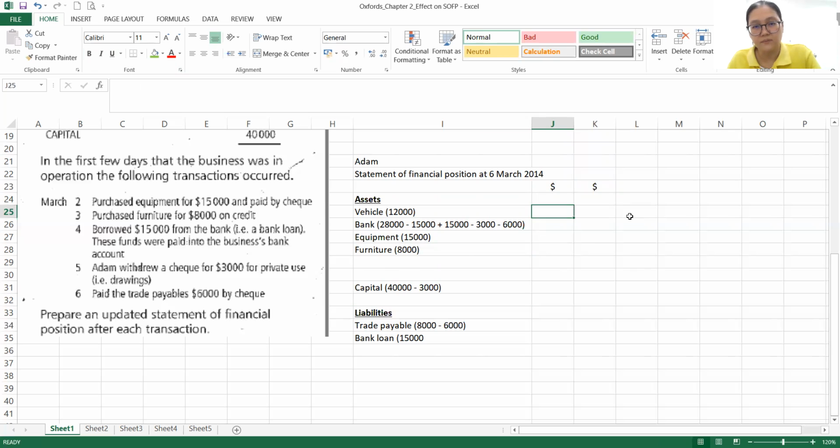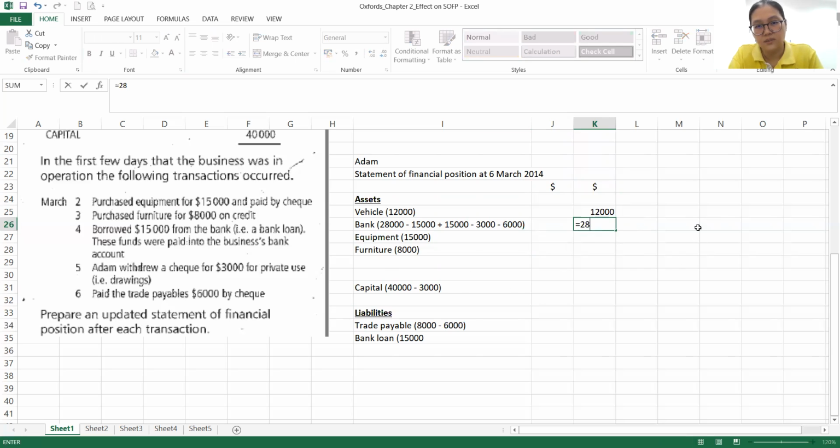Okay, vehicle, we have the second, 12,000. And here is 28,000 minus 15,000 plus 15,000 minus 3,000 minus 6,000. Okay, here is 15,000. Here is 8,000. So next, we add the subtotal first.